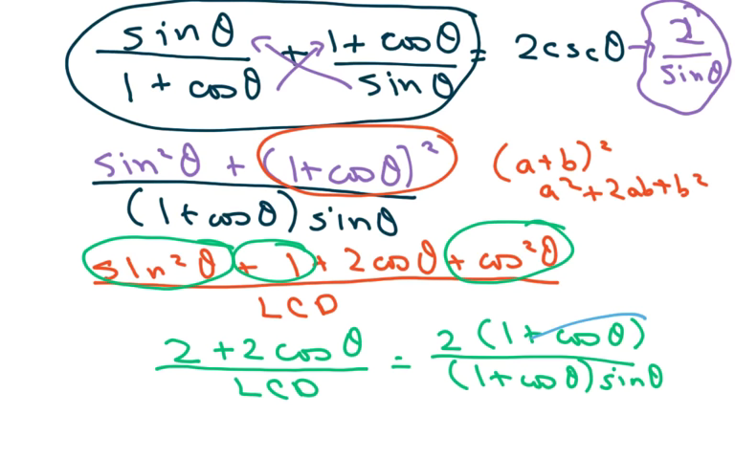Now these cancel out, and that gives you 2 over sine of theta, which is what we wanted, which equals 2 cosecant of theta. And that's all.